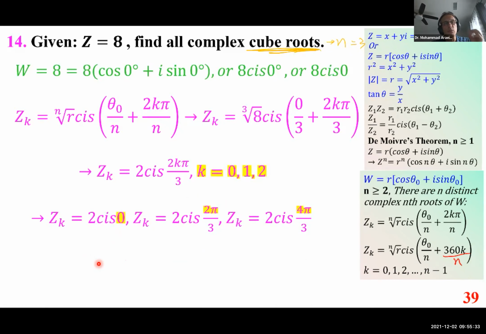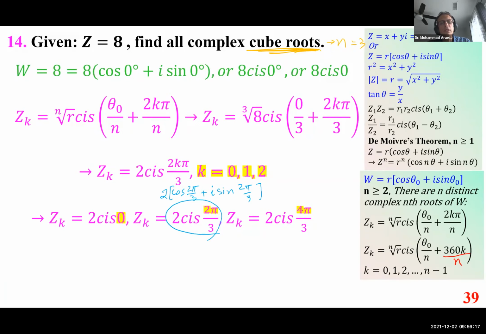Remember, there are really 3 roots, because when we say cube root of 8 equal to x, that means x cubed equals 8. That's the meaning of it. Now for 2 pi over 3, that means cosine of 2 pi over 3, i sine of 2 pi over 3. Let me write one of them so you see how that works. This means 2 times cosine 2 pi over 3 plus i sine 2 pi over 3.